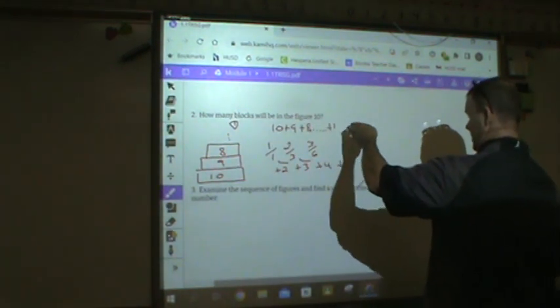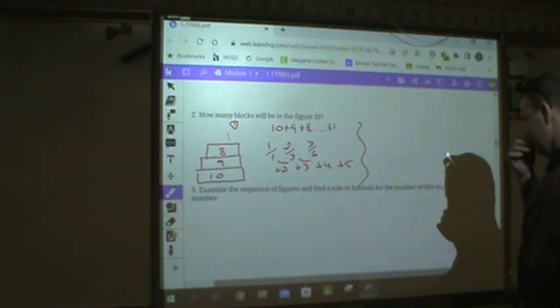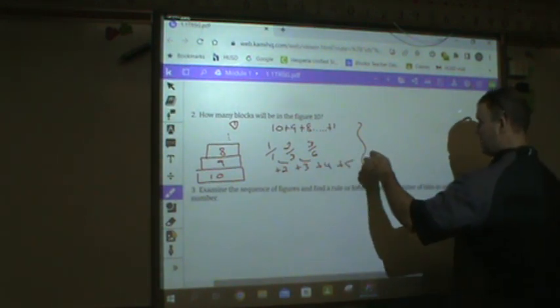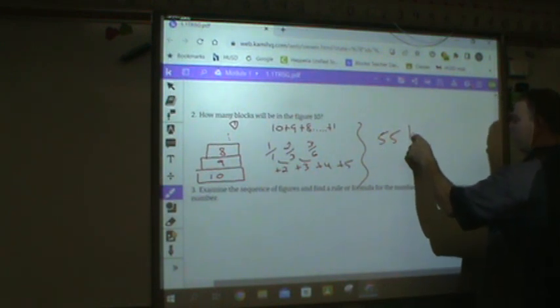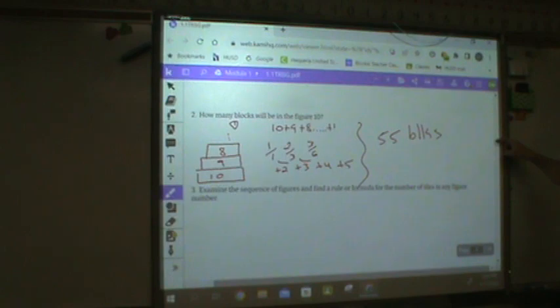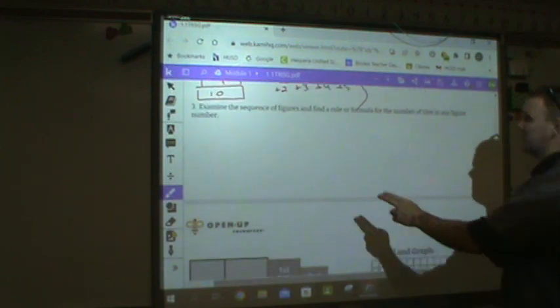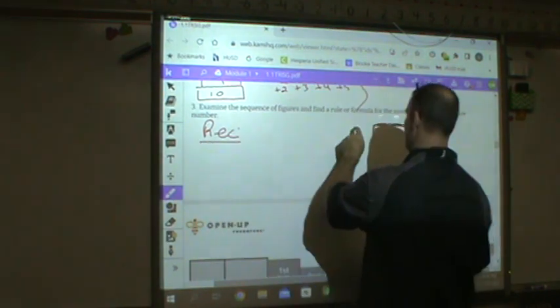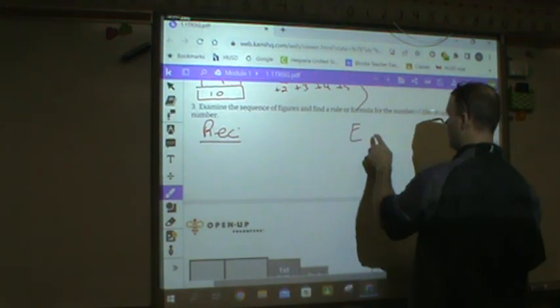10 + 9 + 8 + 7 + 6 + 5 + 4. I don't want to have to count. I don't want to have to figure that out. In this case, it's not too bad. We said there were 55 blocks. Okay? Let's back that up, because it says it wants us to examine the sequence and come up with a recursive, and then, well, it wants a rule or formula.